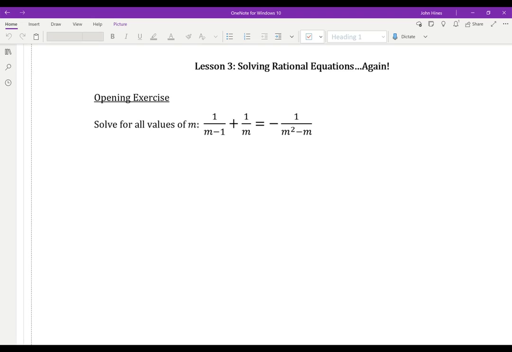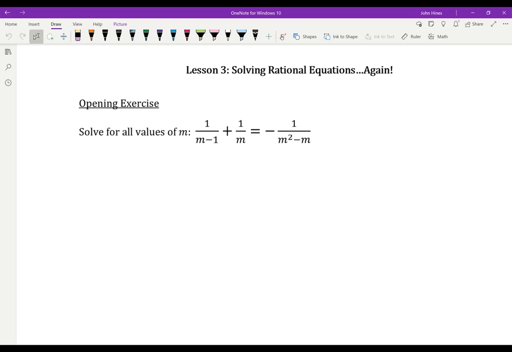Hi everybody, welcome to lesson 3 here where we're going to continue solving rational equations. So now that we know how to solve them, we're going to practice solving them and kind of look at some examples and just get pretty good at solving rational equations. So solve for all values of m here.